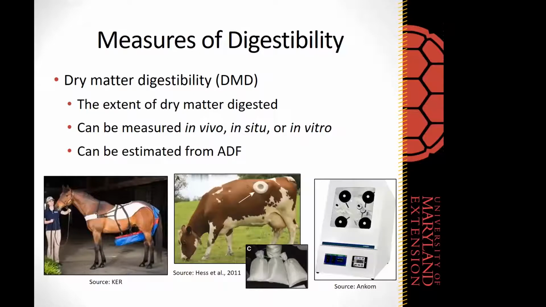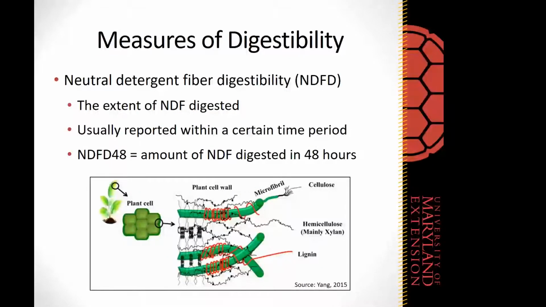And the most crude measure is estimating it from ADF, but we've kind of moved past that, at least in most of the laboratory analyses. And one of the in vivo, in situ, or in vitro measures are preferred over just doing an estimation from ADF. Another common measure for digestibility is looking at how much of that fiber is digested.